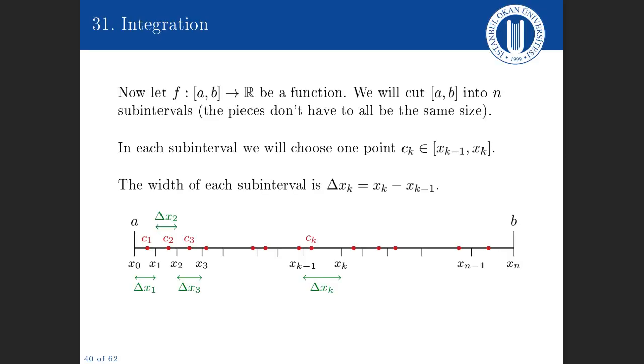Well, we can do what we did before, but we could generalize it. We're going to cut our interval from a to b into n little sub-intervals, but we're going to be as general as we can. So we're going to say the pieces don't have to all be the same size. In each one of these sub-intervals, we're going to choose one point called ck, and that's where we're going to measure the height of the rectangle. The width of each subinterval we're going to call capital delta xk. So that's going to be xk, the right-hand number, minus the left number, x sub k minus 1.